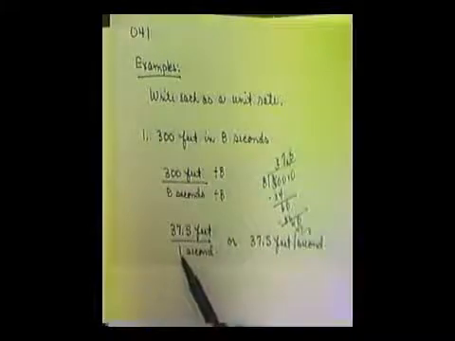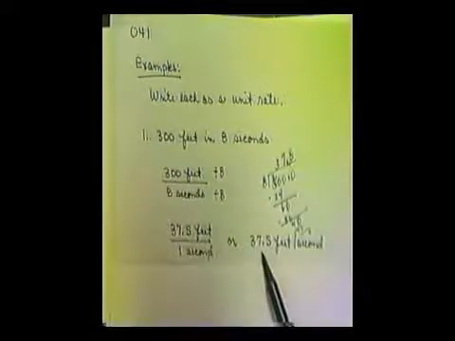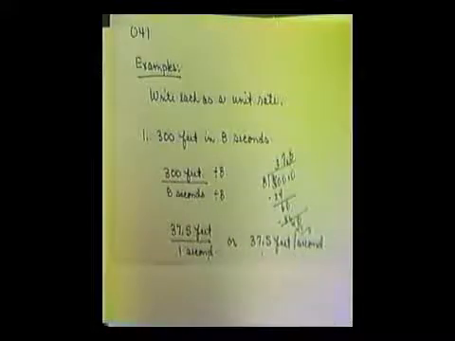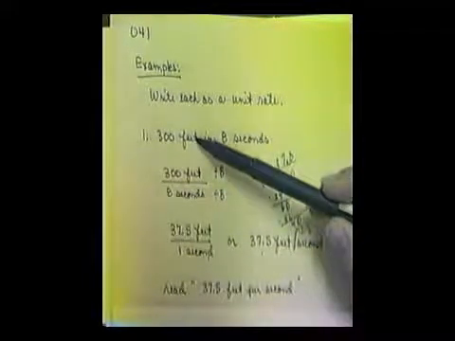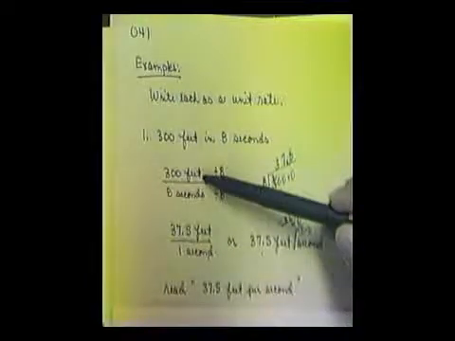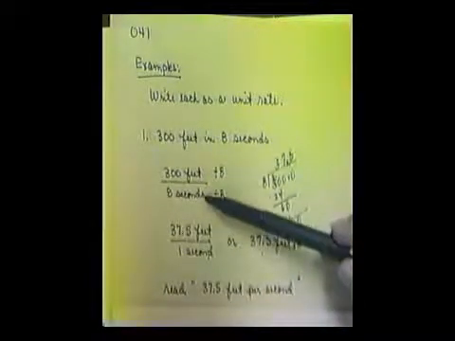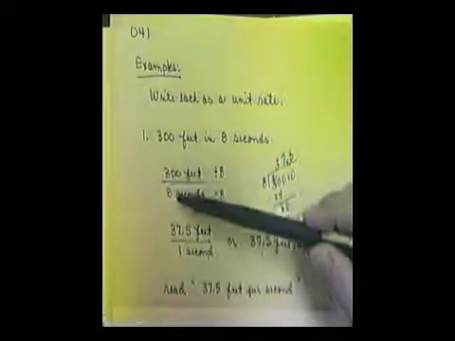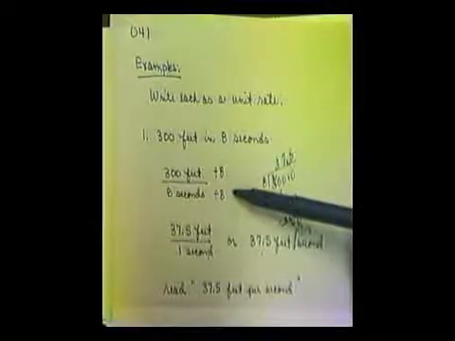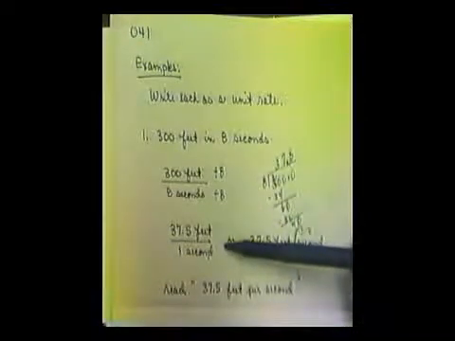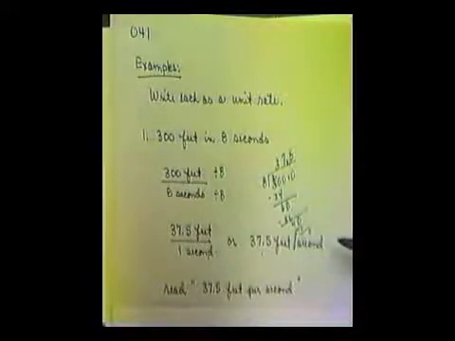37.5 feet to 1 second, or we write it better as 37.5 feet per second. And we write the per with a line, and we read it 37.5 feet per second. And I notice again, we put what's in front, what's at the beginning, 300 feet on the top. In 8 seconds, the 8 seconds goes in the denominator. We want a 1 in the denominator, so we need to divide both the numerator and the denominator by 8. That gives us 37.5 feet in 1 second, which we write this way.